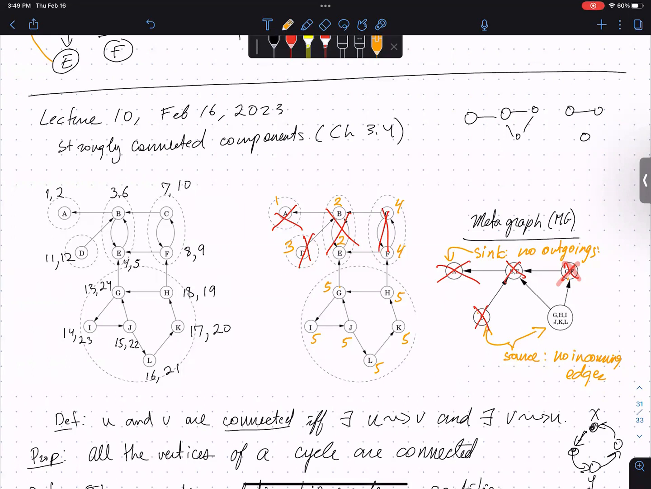My algorithm doesn't know the metagraph. What I need from the metagraph is to find a vertex in the sink component. That's in the end what I need to do, and I'm going to find a way to do it without the metagraph. So that's one. That's the part that we now have to figure out.